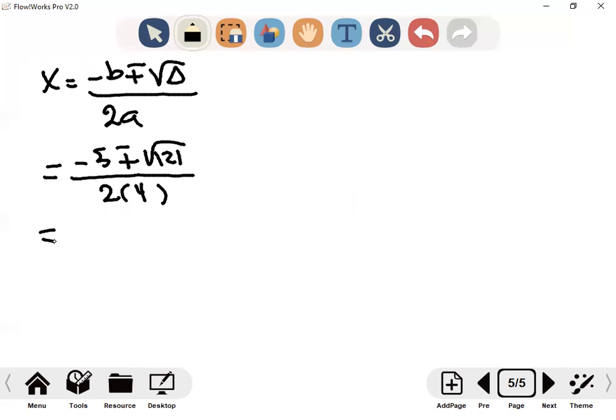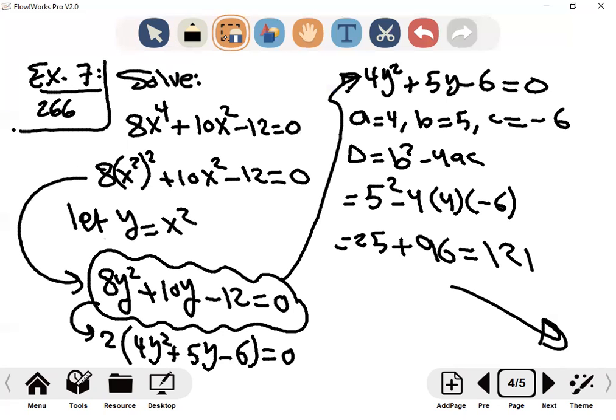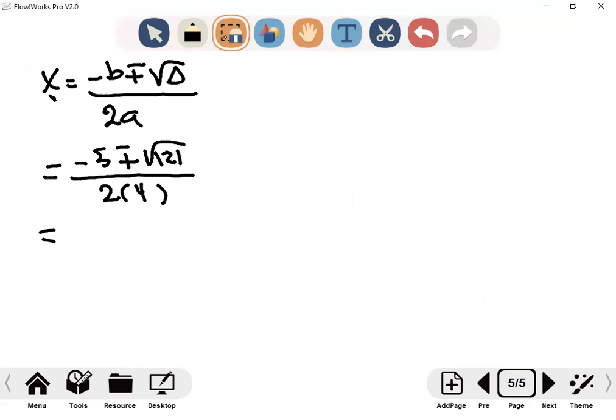This is x. This is wrong. This is what? This is y, because I'm solving the equation by y, right? So I'm talking about the value for y, not x. This is very important. This is a very big mistake. Don't forget that. Later on you will know. So this is y, not x.